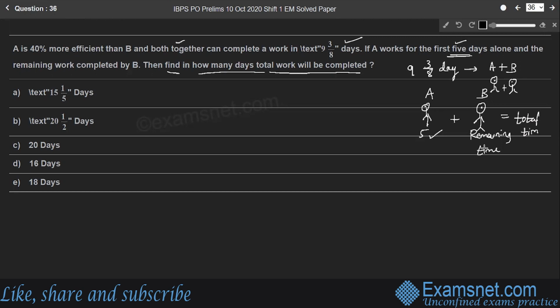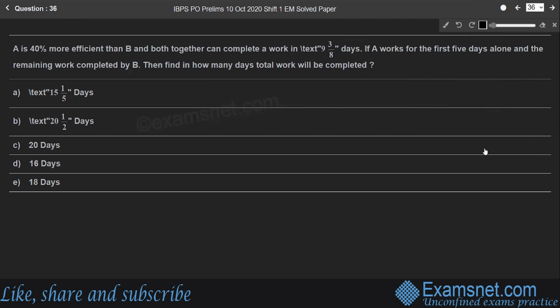This total time is different from 9 integer 3 by 8, because that number is the time taken by A and B together when they start working together. So we have to find this total time, right? The time taken by A and B together and this total time are two different times. So that gives the answer. Let us go step by step. Here, let us consider A's and B's case separately.